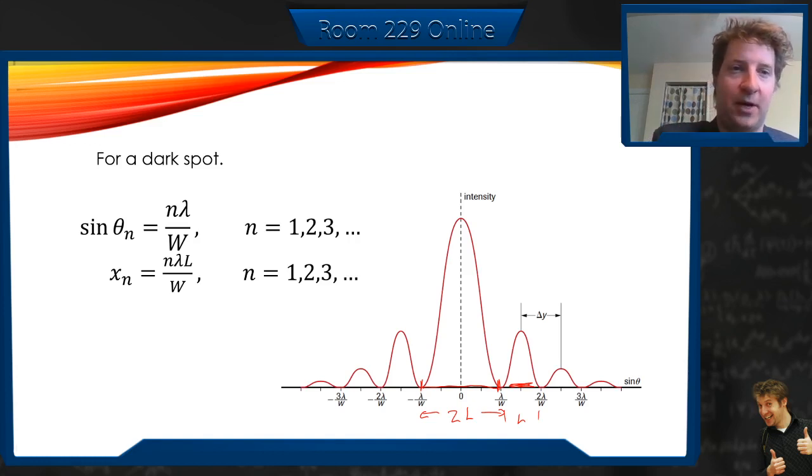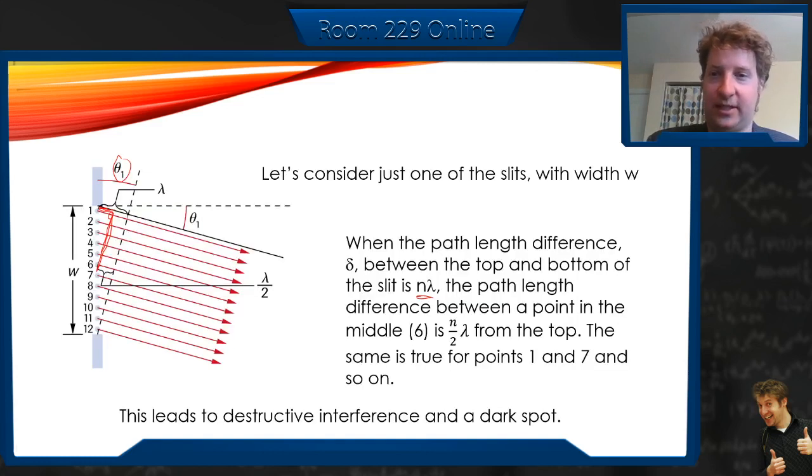Now for a dark spot, we have to have an integer number of lambdas. So if we go back here just to make this clear, when the path length difference between the top and the bottom of the slit is n lambda, the path difference between the points from the top to the middle is going to be half of that.